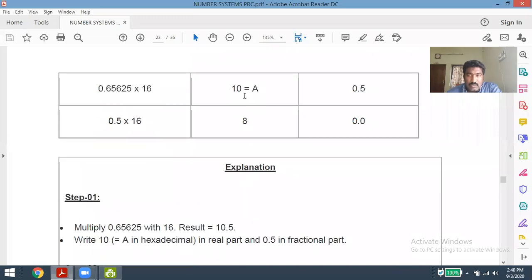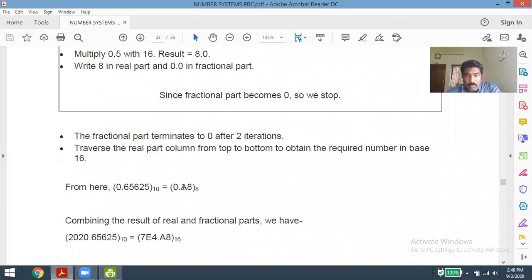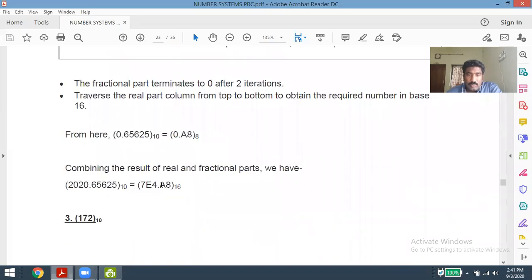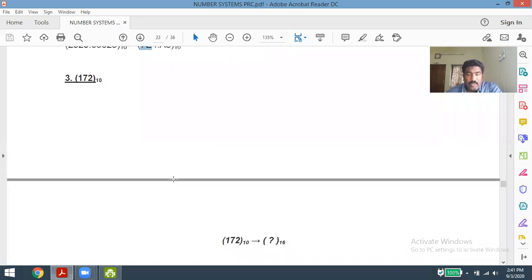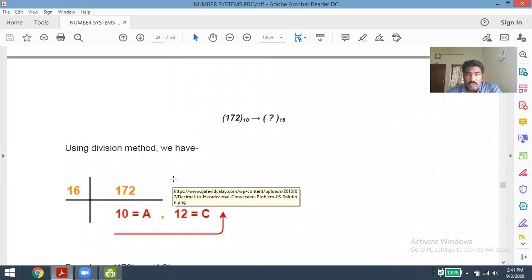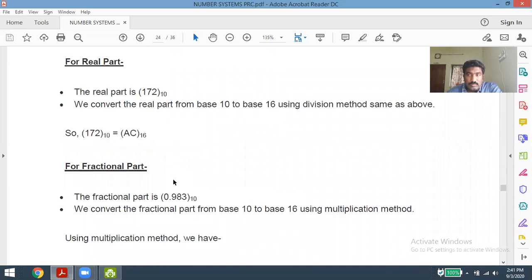If you're placing 10 after the fraction value, if you're placing 0.108, it is treated as 10, not 10. Why? Because each and every digit is noted here. So we want to represent it in the form of A. And always remember, hexadecimal values only contain this type of representation: A, B, C, D, E, F. So this is the way we can convert the given base 10 values into any other formats.